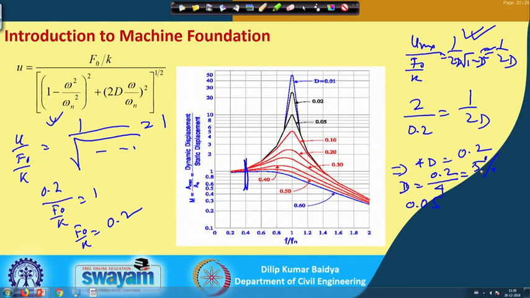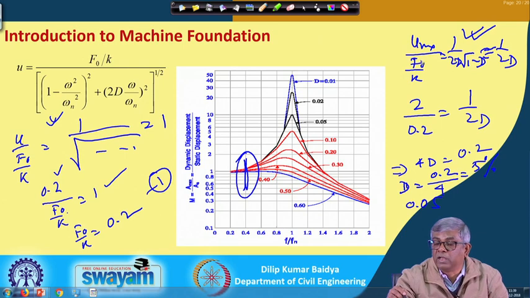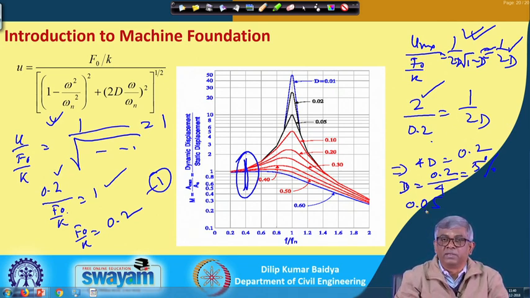Okay. That means at a very low frequency ratio, when the frequency is very less, this entire quantity, the magnification factor, becomes 1. So, this is u and this is f naught by k, so this is 1. From here I get f naught over k equal to 0.2, and u max by f naught over k equals 1 by 2d under root 1 minus d square, which is also equal to 1 by 2d. So, this is 2, this I am getting 0.2, and this is 1 by 2d. Solving this I can get damping equal to 5%. Okay.